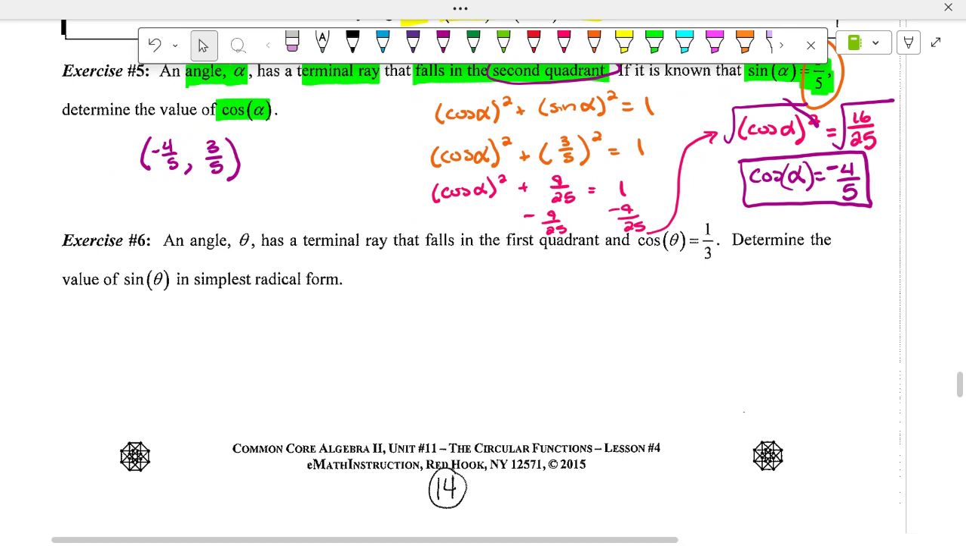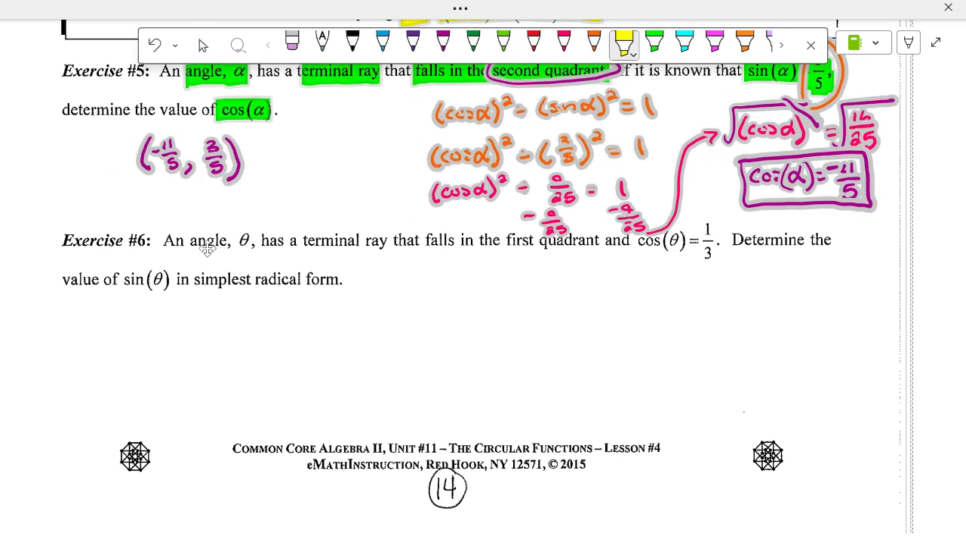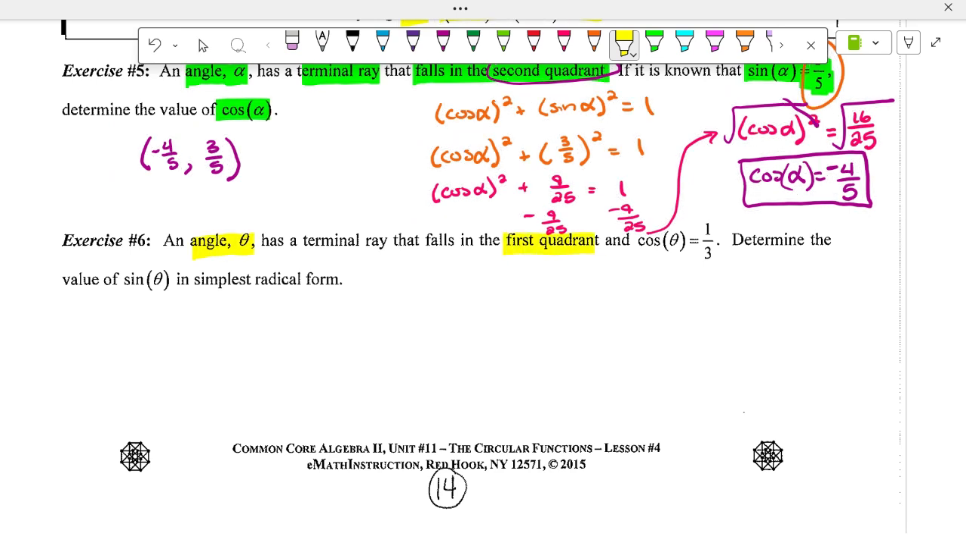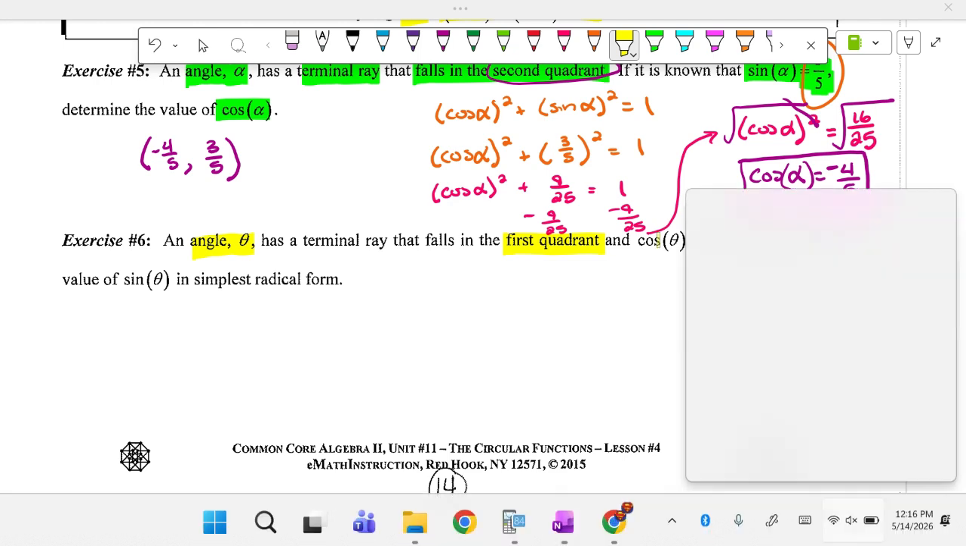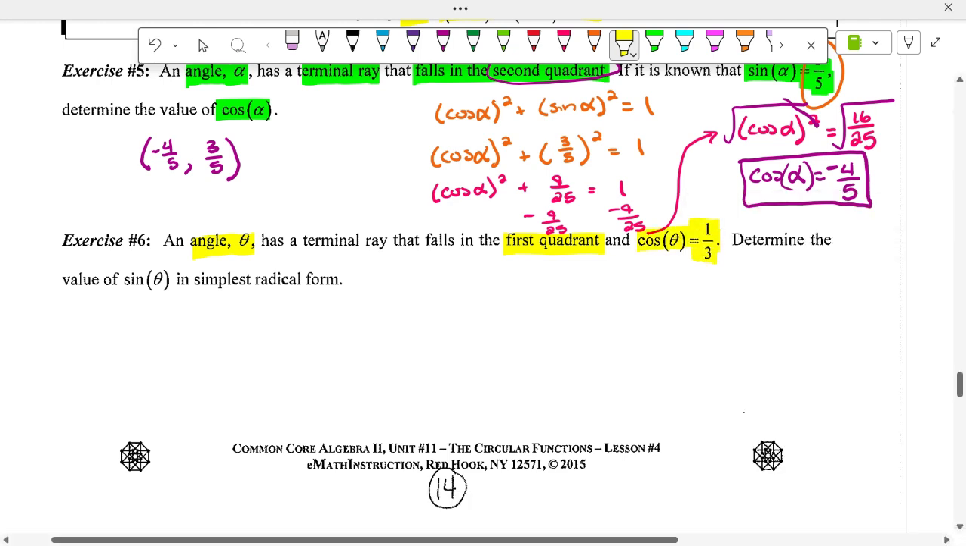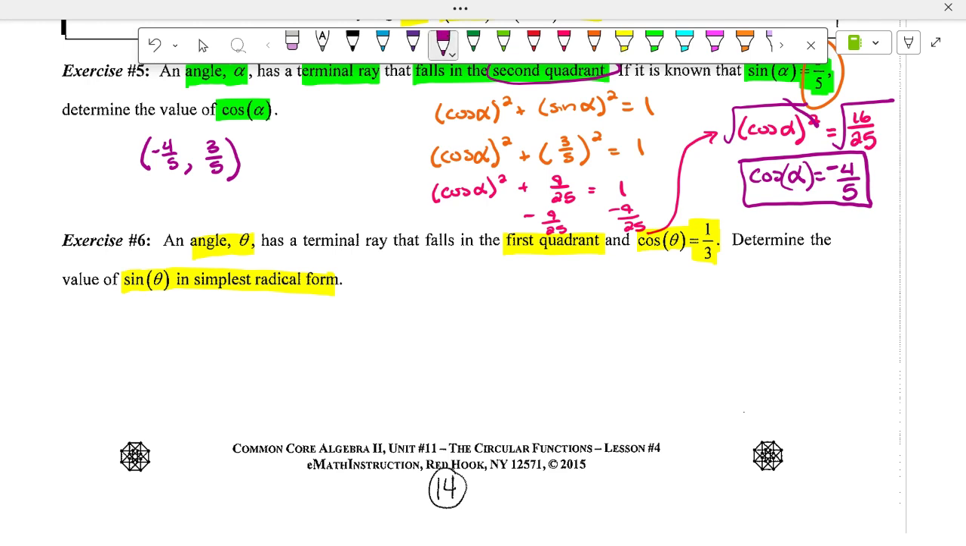Okay, last one for this section. An angle theta has a terminal ray that falls in the first quadrant, where cosine of theta is equal to 1/3, and they want us to determine sine of theta in simplest radical form. So, once again, we're going to use that Pythagorean identity. So cosine of theta squared plus sine of theta squared is equal to 1. And the reason we don't have to put 1 squared, like in the Pythagorean theorem where we know it's c squared, is because 1 squared, no matter how you dice it, is always going to be 1.